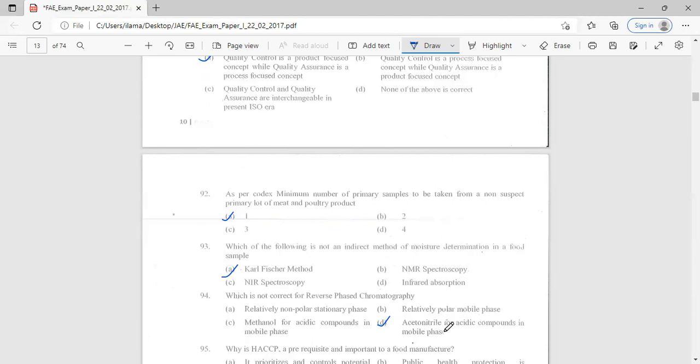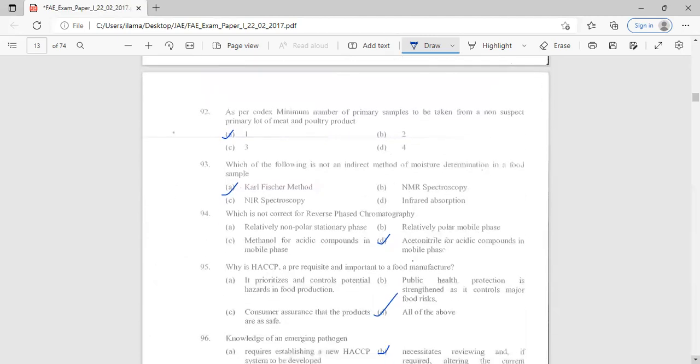Next one, which of the following is not correct about reverse phase chromatography? Acetonitrile for acidic components in the mobile phase. Not correct means which is not true. So acetonitrile is not used in reverse phase chromatography.